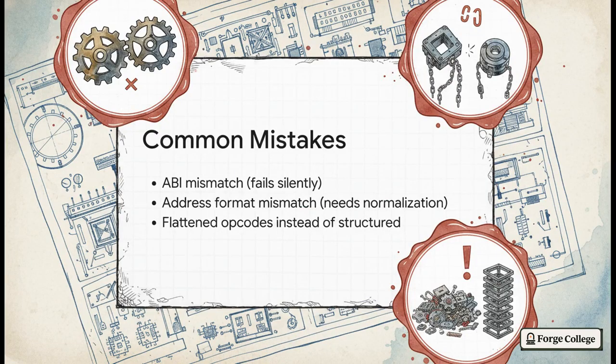But, as meticulous engineers, we really have to QA our work against a few common pitfalls. First up, ABI mismatches. If your fragment doesn't perfectly match the selector, it fails silently, which will honestly just leave you tearing your hair out. Second, address format mismatches. Like I said, always normalize to lowercase checksums. And third, accidentally fetching flattened opcode traces instead of structured call frames. So definitely keep a sharp eye out for those three things.